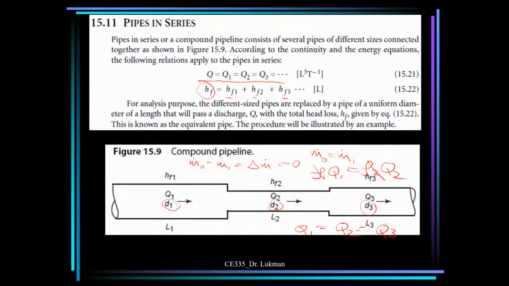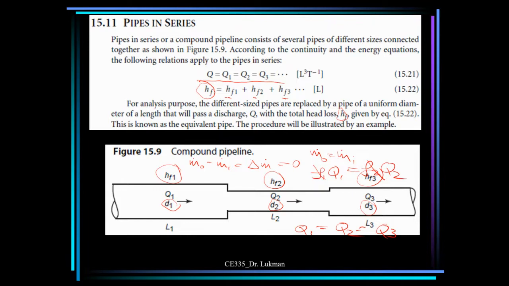So definitely the head loss in each of the pipes is going to be different, and the net head loss in the pipeline for the series is going to be the sum of the individual head losses for each of the pipes. For analysis purposes, the different size pipes are replaced by a single pipe of uniform diameter and a length that will pass a discharge Q with a total head loss HF. Once you find the total head loss, Q is the same. So this system can be replaced with a pipeline of uniform diameter and length. This is known as the equivalent pipe.